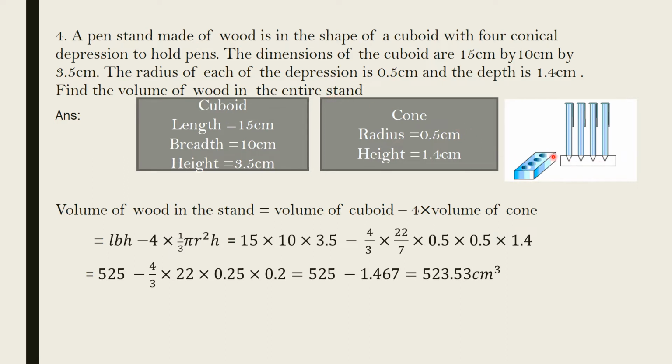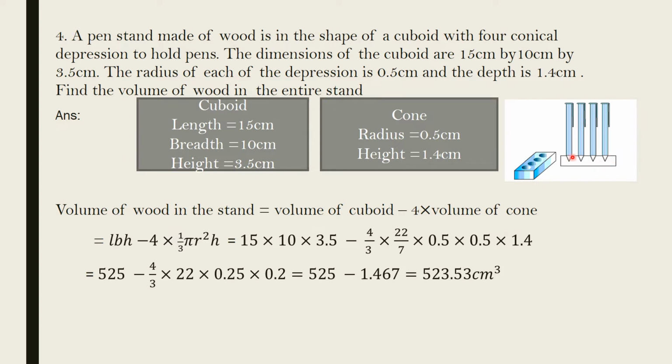Here we can see the stand is of cuboidal shape, as well as 4 conical depressions. The length, breadth and height of the cuboid are given as 15 cm, 10 cm and 3.5 cm. For the depression, which is in the shape of a cone, the radius is 0.5 cm and the height is 1.4 cm.